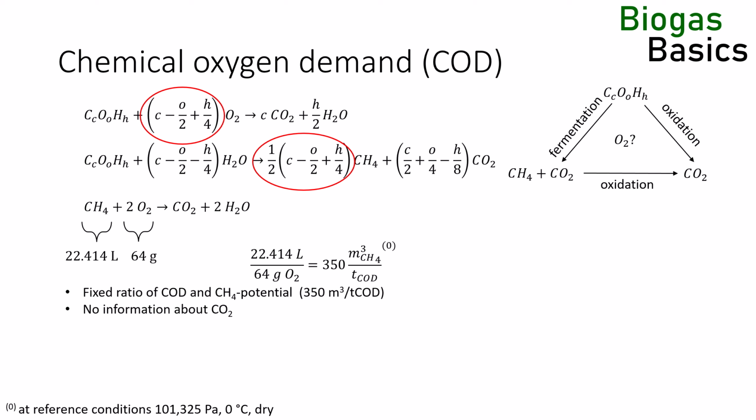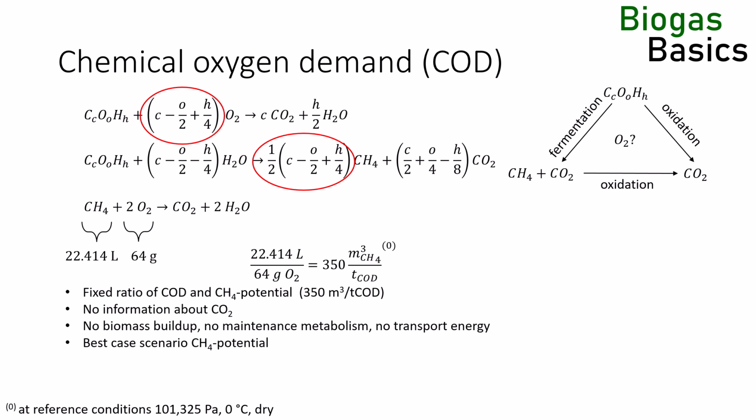The value of 350 cubic meters of methane per ton of COD is an upper limit. It does not consider biomass buildup, maintenance metabolism, transport energy, or inert or recalcitrant parts of the substrate. The COD gives the best case methane potential. In reality, the methane yield will be lower because some of the energy is used to build up and maintain the biomass, or to transport substrate molecules into the microorganisms.